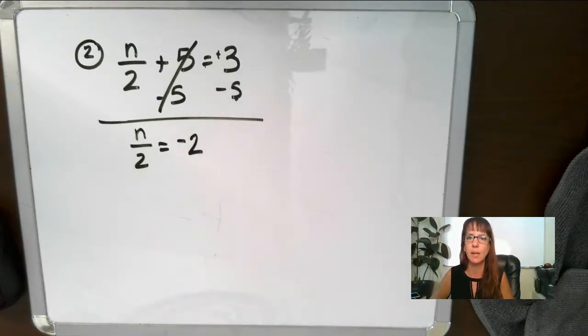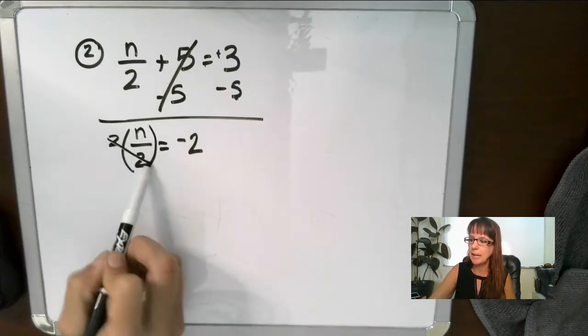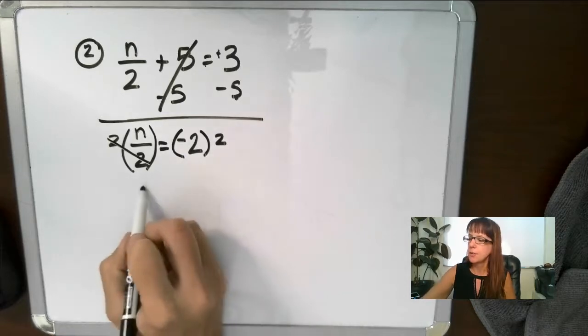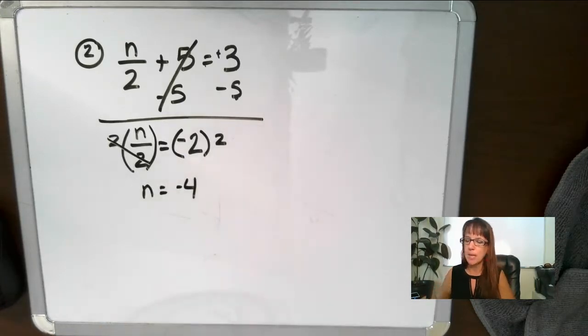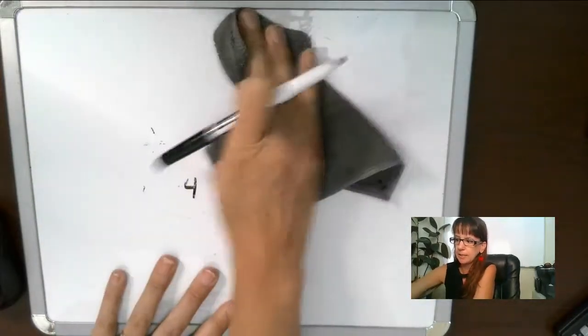2, okay? So the inverse of division is multiplication. We're going to cancel those guys out. What I do to one side, I must do over here. So n equals negative 4. N equals negative 4. Good work. All right, so let's look at 3.